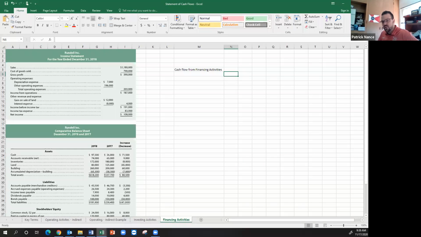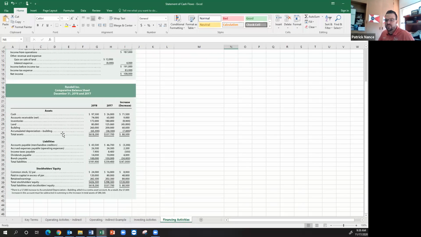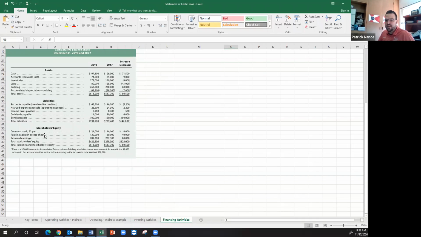Okay, now cash flows from financing activities. Remember, this is what deals with long-term liabilities and stockholders' equity. So we're looking at changes mainly down here in the equity section and in these long-term liability sections. So you can see we have a change in my dividends payable of $4,000 we need to account for.